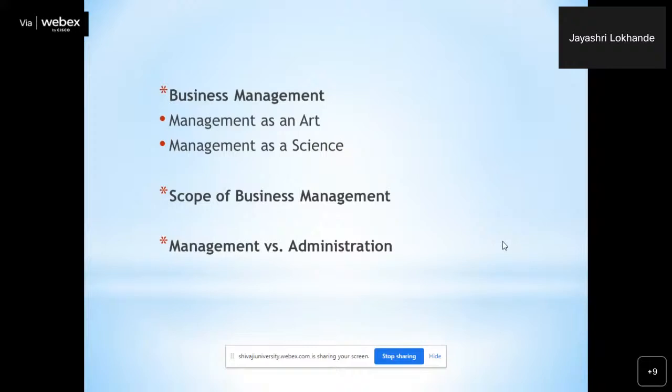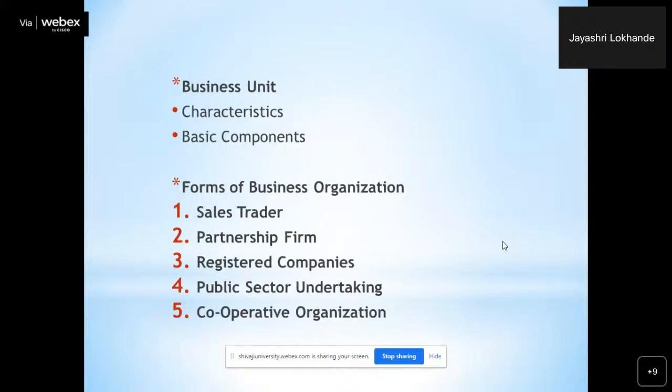Here we covered just the differences between management, business management and business administration. Next is what a business unit is, their characteristics, and the basic components. We will see them one by one and in detail. And the last part of this unit is forms of business organization. In your syllabus, there are 5 forms of business organization. We will see them in detail. So first of all, we will see what a business unit is.